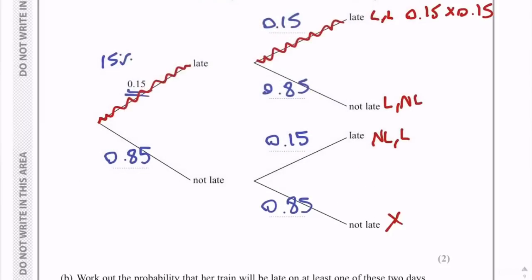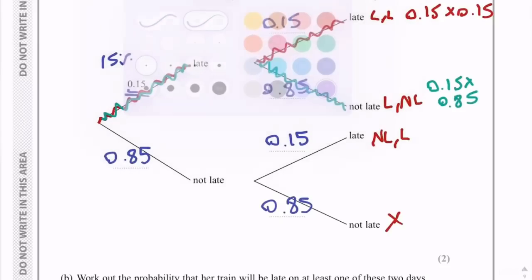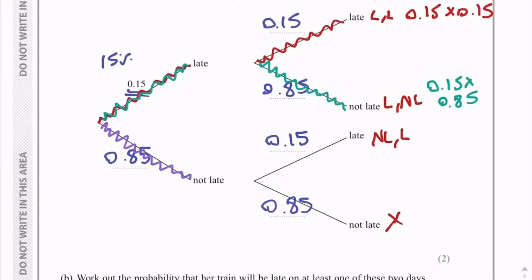Looking at the next part of the tree, we could have late and then not late, and that would be 0.15 multiplied by 0.85. And that final part of the journey, we could have not late and then late, and that's going to be 0.85 times 0.15. Okay, so there are three options. When we've got multiple probabilities that are going to combine to make this overall probability, we're going to add all these together at the end. So I'm just going to bring that down here and work them all out.